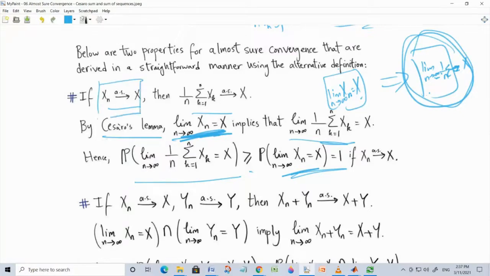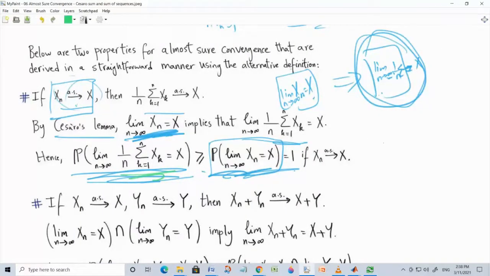If our given piece of information is that the sequence of random variables Xn converges almost surely to X, then this lower bound probability is 1 by definition. This probability is lower bounded by 1, but probability is always less than or equal to 1, so this must be equal to 1. The conclusion is that 1 over n summation k from 1 to n of Xk converges almost surely to the exact same limit that is here.